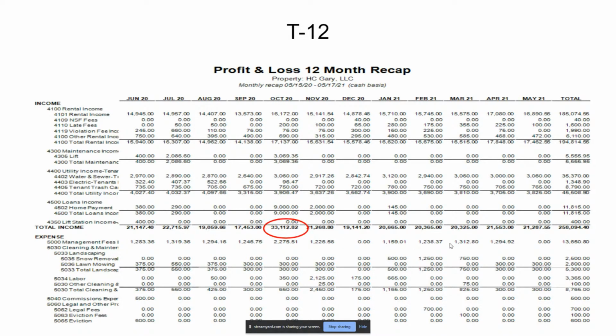Down here, look at that one. So total income in the month of October of 2020 was 33,112, compared to an average of about 20,000 or so, 21,000 throughout the year. And so why was that so high? Well, we can read up the line and we see loan income. So we got home payment, right?